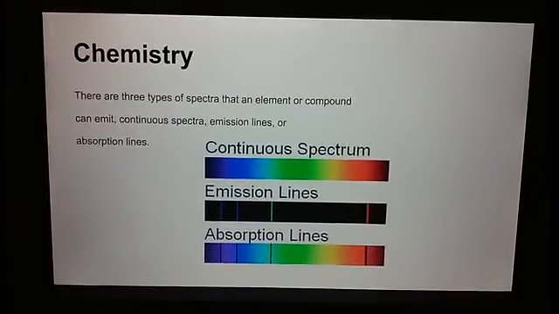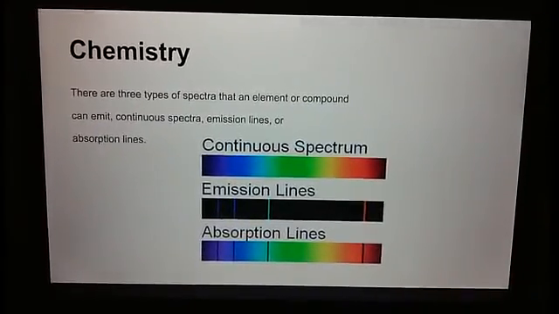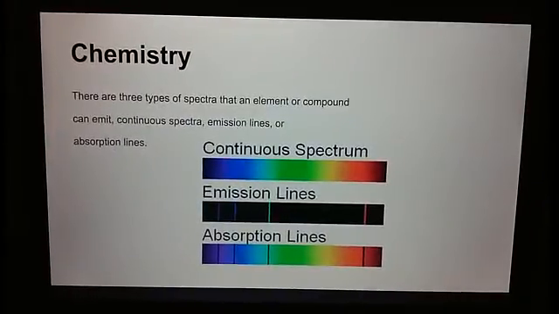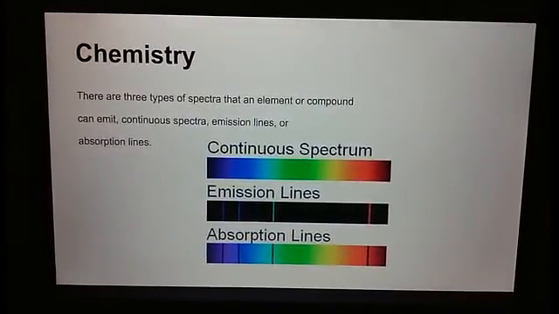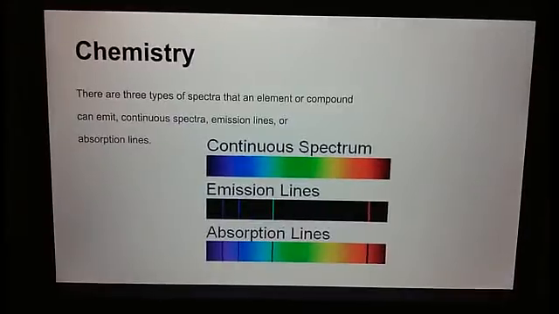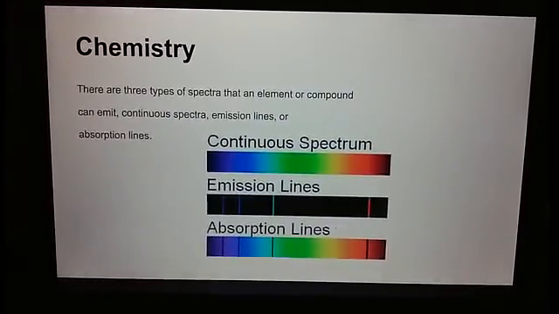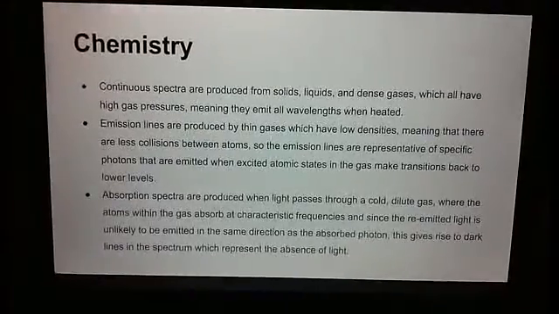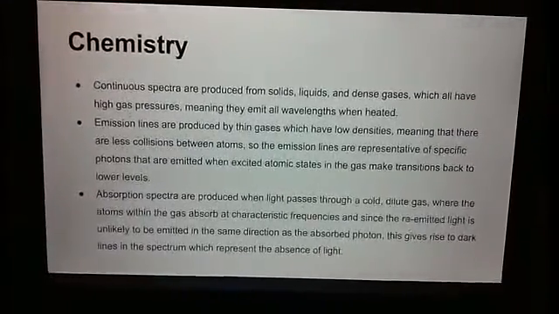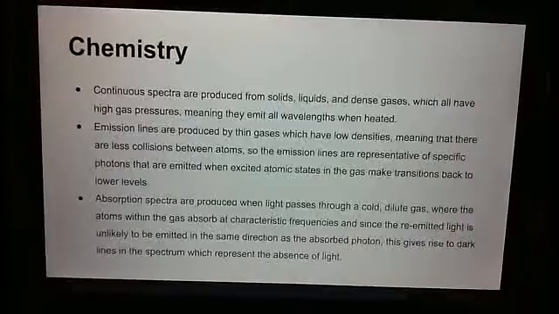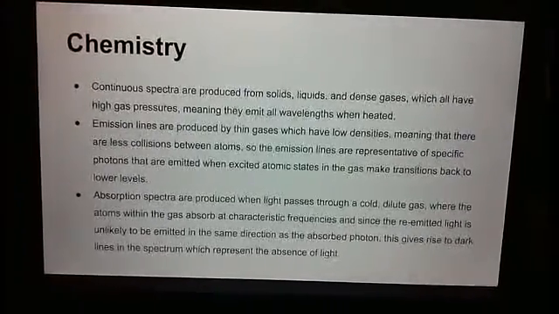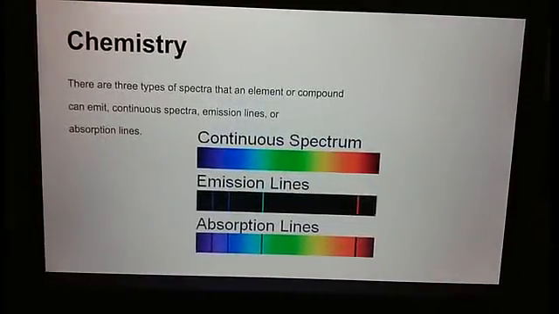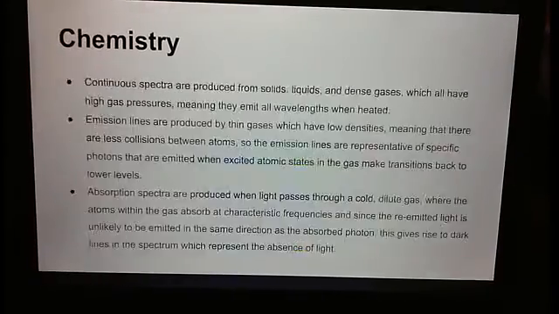As you can see here by these graphs, there are three types of spectra that an element or compound can emit. They are continuous spectrum, emission lines, or absorption lines. Continuous spectra are produced from solids, liquids, and dense gases, which all have very high gas pressures, which is why they emit all wavelengths when heated, which you can see back here, where it covers the entire graph.